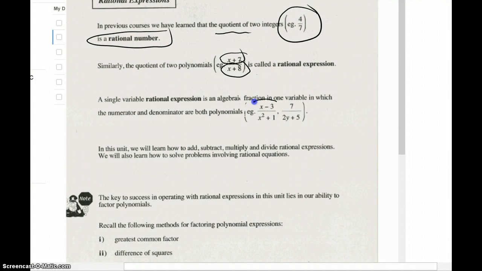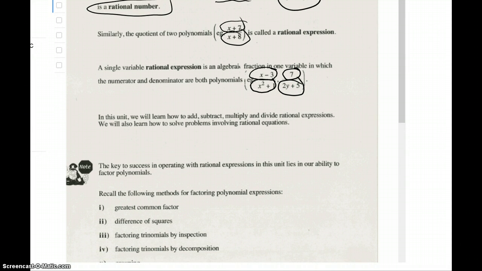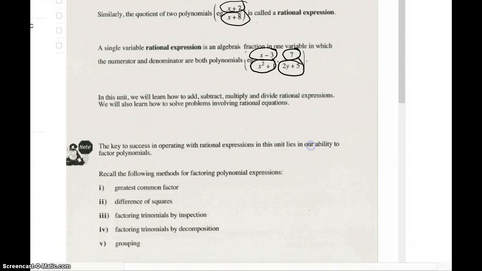So what this unit's going to be about is rational expressions. There's something on the top and there's something on the bottom. Notice it can be a monomial or it can be a binomial on the bottom. In this unit, we're going to learn how to subtract, add, multiply, divide, all of those things, and we're also going to learn to do some problem solving.